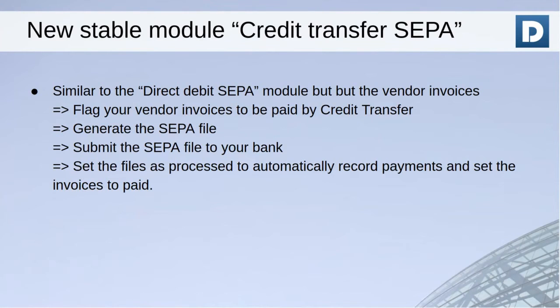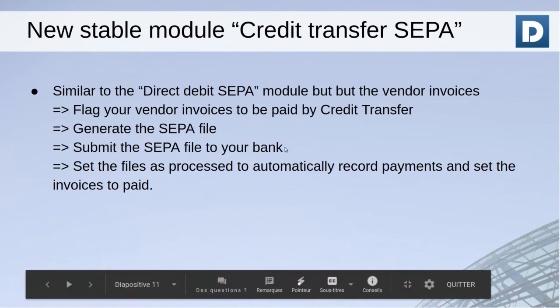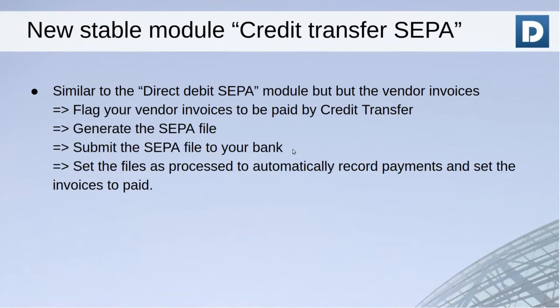We now have the same feature to record the payment of your suppliers. It is called the credit transfer SEPA module. Just enable the feature, and you will see a button to convert an invoice to pay it using a credit transfer. At the end of the month, you can generate the SEPA file and send it to your bank, and you can pay all your suppliers like this. The bank will make a credit transfer to all the suppliers at one time.